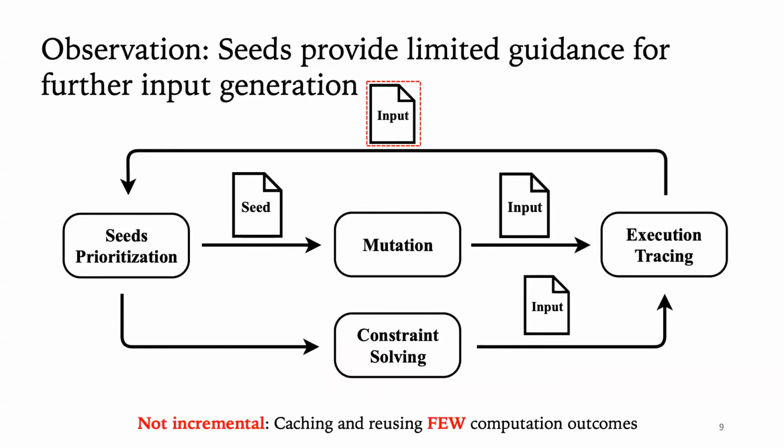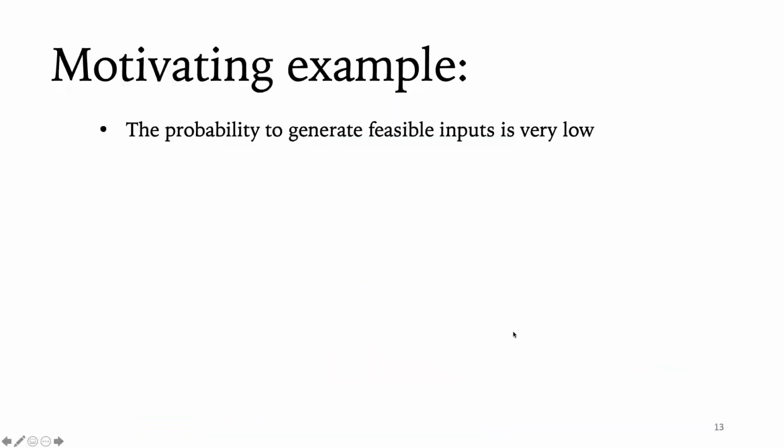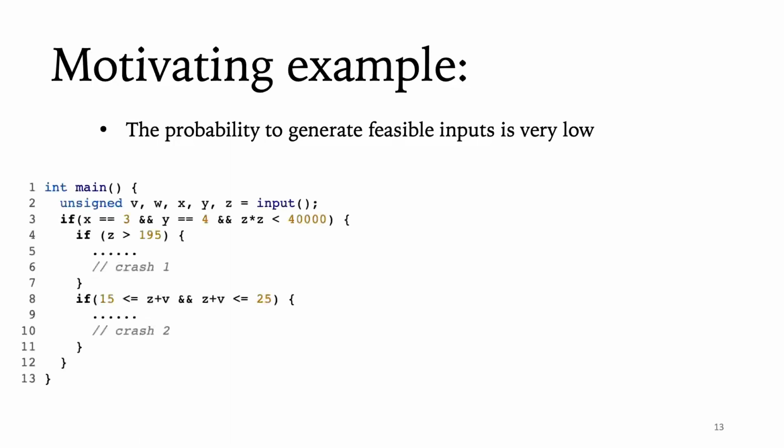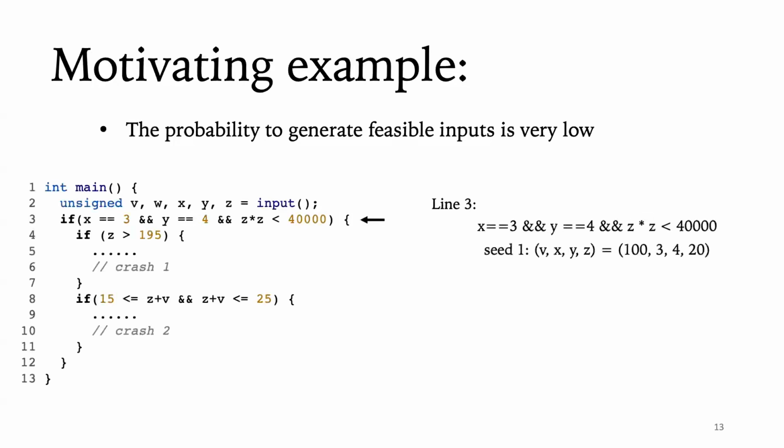We name this unawareness as being not incremental for fuzzing, which first causes the mutation to be unguided. The key reason is that the seed input does not preserve sufficient intermediate state in hybrid fuzzing, which results in a low probability of generating feasible input. For example, in the following program, fuzzing needs a constraint solver to generate the seed input for the condition at line 3, due to the difficulties brought by the magic values 3 and 4.